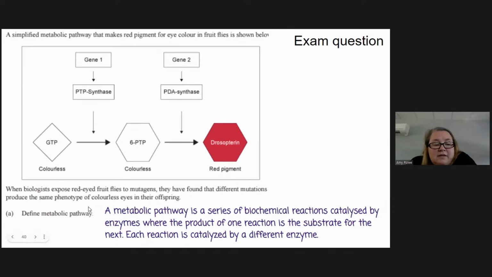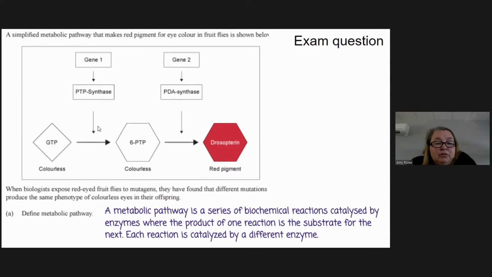So the question tells us that biologists have noted that different mutations produce the same phenotype of colourless eyes in their offspring. One of the mutations must be to gene 1. If there is a mutation to gene 1, then the metabolic pathway can't proceed because PTP synthase can't catalyse this reaction. So we get a buildup of GTP and our flies will have colourless eyes.